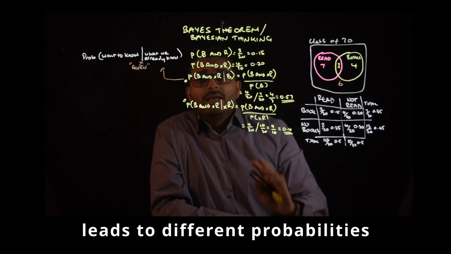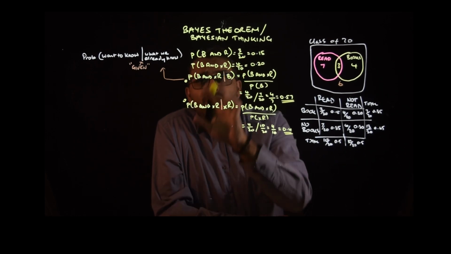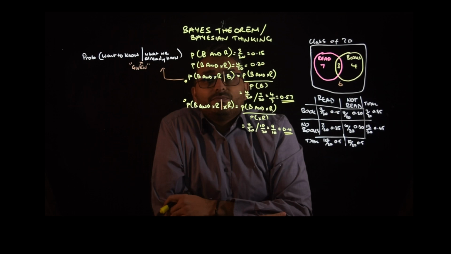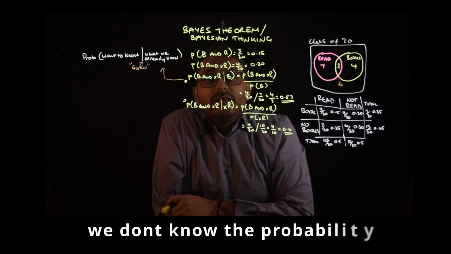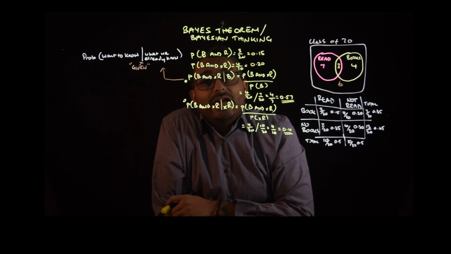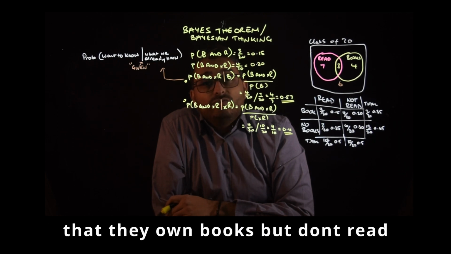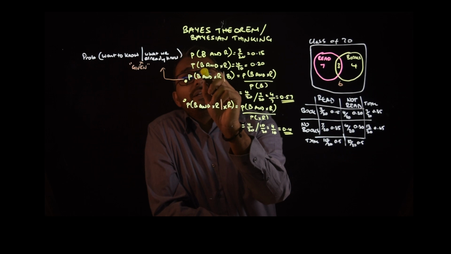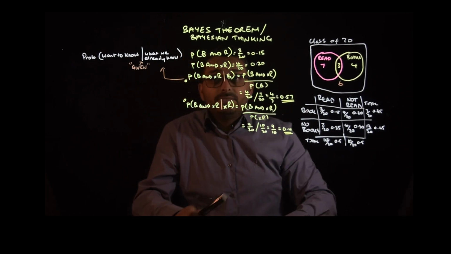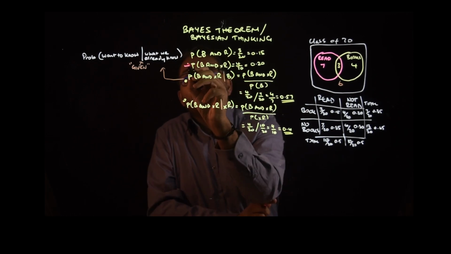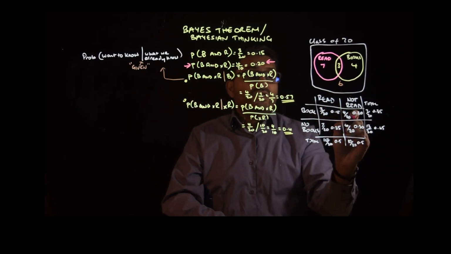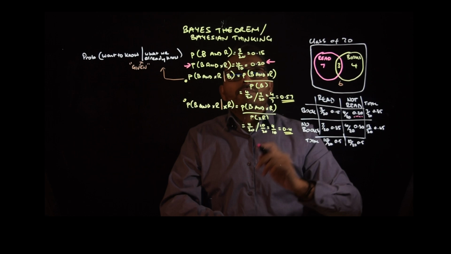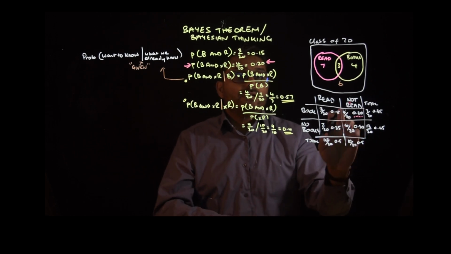and that's what leads us to the different probabilities. Now, in both of these cases, let's say we don't know the probability that they own books but don't read. So we don't know this. Or in this table, we don't know this number, this box here.